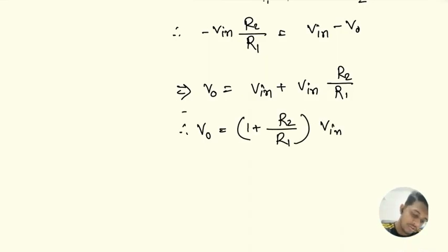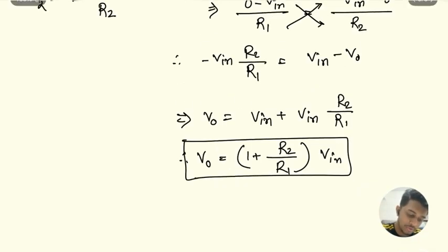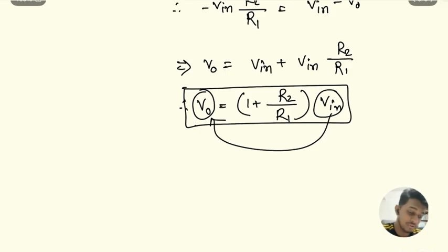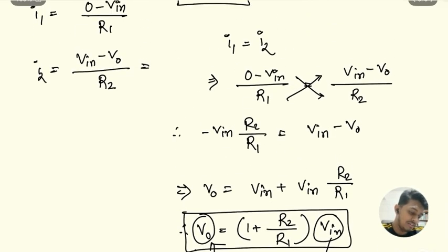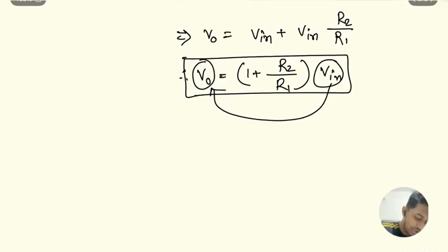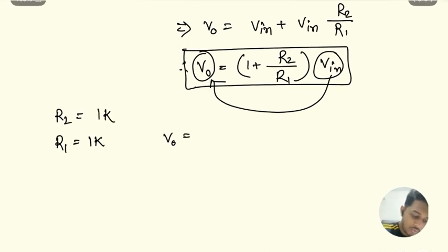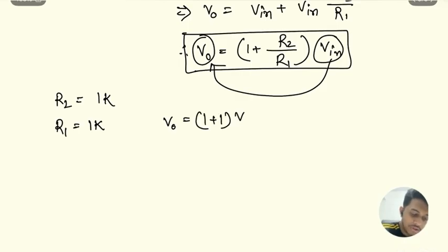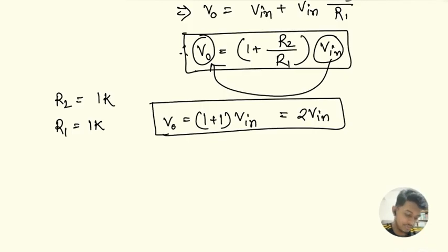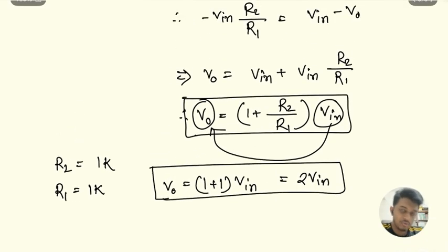So here we can see that the output voltage is the amplified version of the input voltage, but there is no negative sign. So that's why it is called a non-inverting amplifier. If you put R2 is equal to 1K and R1 is equal to 1K, then V0 is 1 plus 1 into V input, that is 2 V in. The output voltage is doubled.